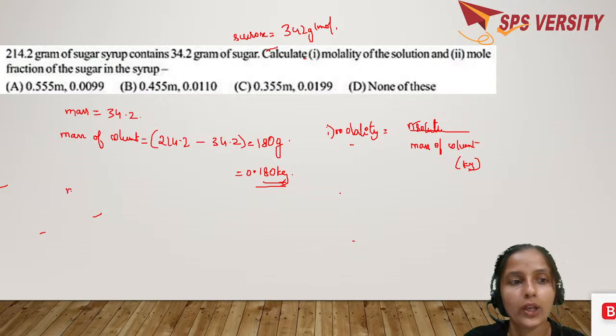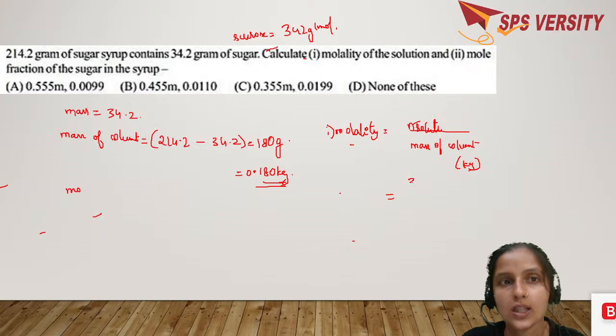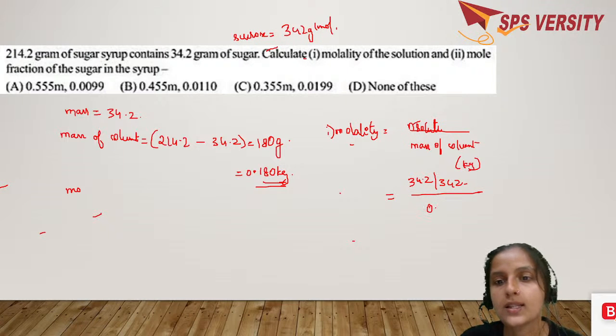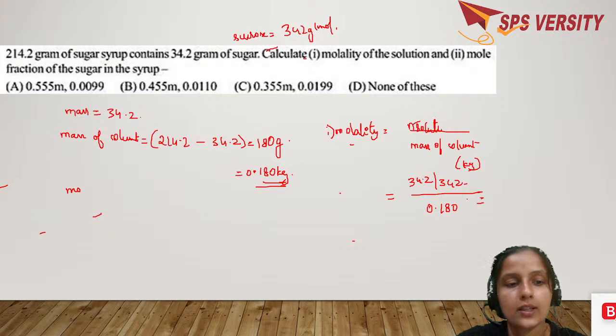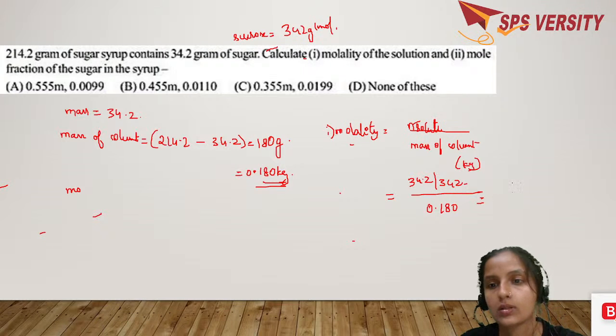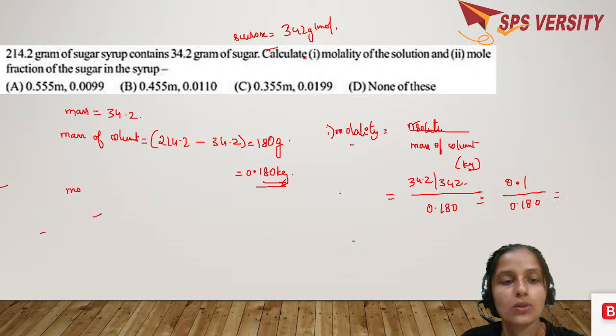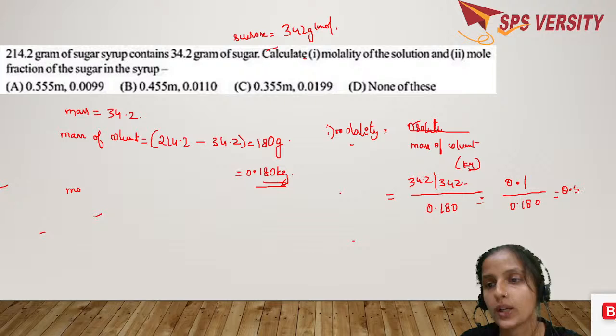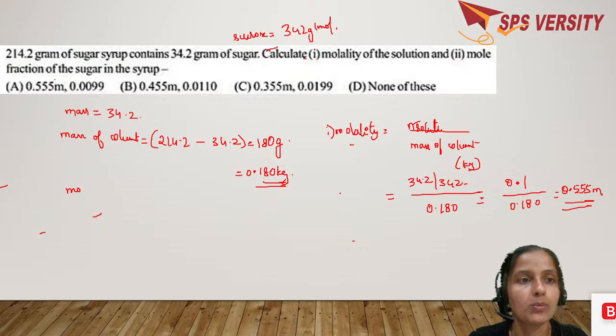First, molality will apply over here. Number of moles of solute, that's 34.2 divided by 342, that's mass over molar mass, divided by 0.180. This will give you 0.1 divided by 0.180, which is approximately 0.555 molal. So the correct answer among these would be this one, because we got 0.555.